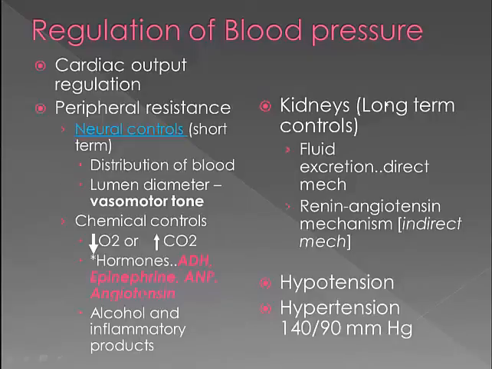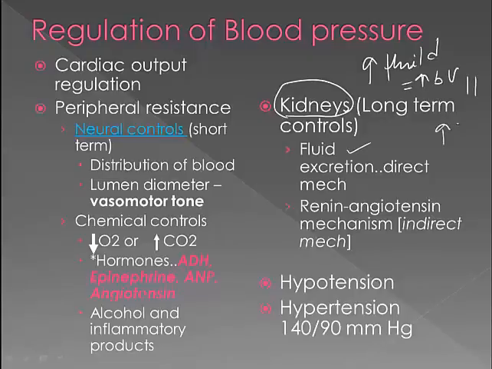When we look at long-term control, the kidneys have a big role to play, and they do it by excreting fluid. So the more fluid you have in the body, the more it is excreted, because increased fluid in the body means there is an increased blood volume, and this automatically means increased blood pressure, because increased blood volume would lead to increased cardiac output. So if you remove the fluid, you automatically will be decreasing blood pressure.